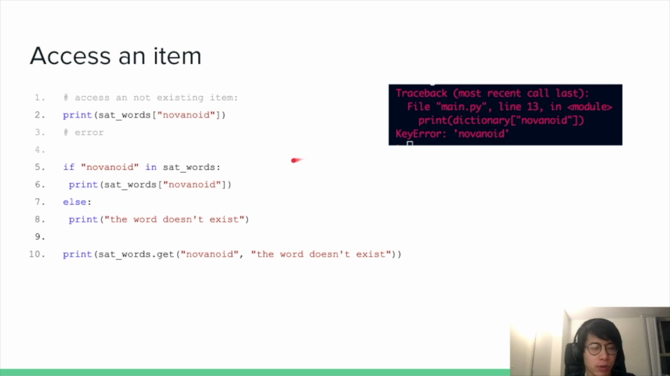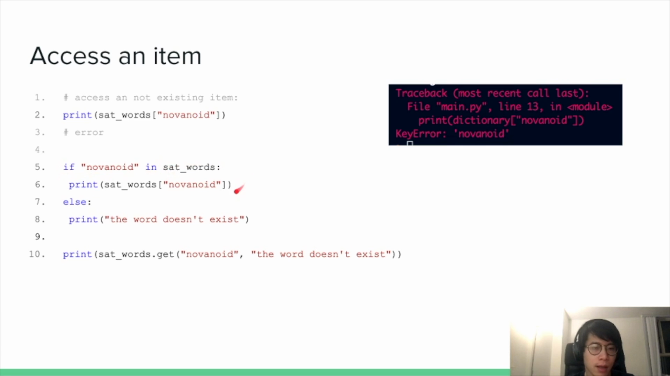And what we would generally want to do is check if that key exists in our dictionary before using it. And there are two ways we can achieve that. The first way is from line 5 to 8, and the second way is from line 10. So we will use an if-else condition from line 5 to 8 to check if the key is in our dictionary and then use it.